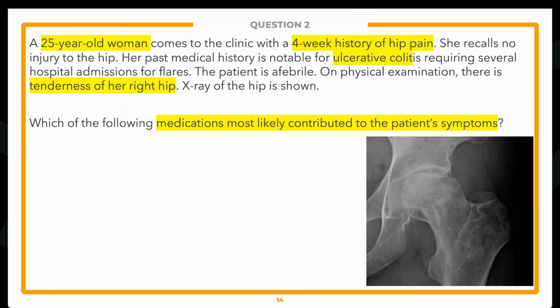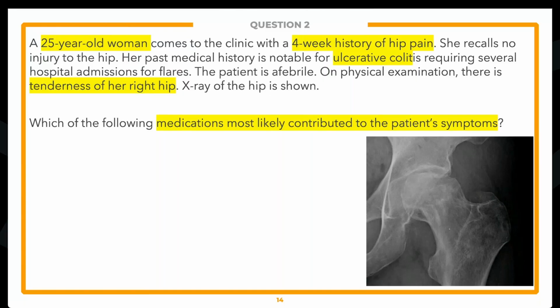So you have to read the story, get a diagnosis, use the picture, everything to combine to build a story in your mind. Then you want to think about, okay, what caused this, right? It's not mechanism of action or anything. It's just give me the medication that caused it. And the options will all be medications. You've got to think about, okay, what is the underlying cause? What could have caused this situation? So we've got a 25-year-old woman, 4 weeks of hip pain. Okay, she's kind of young to have hip pain. No injury or anything like that.